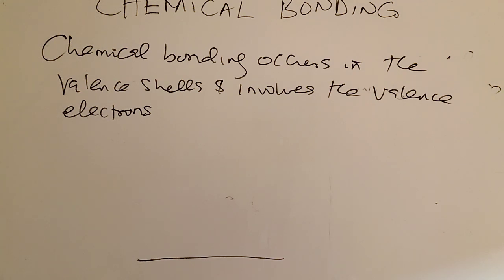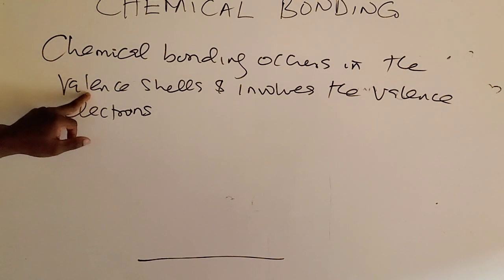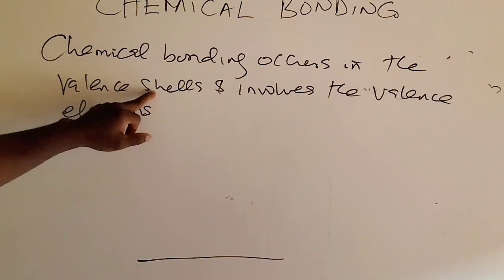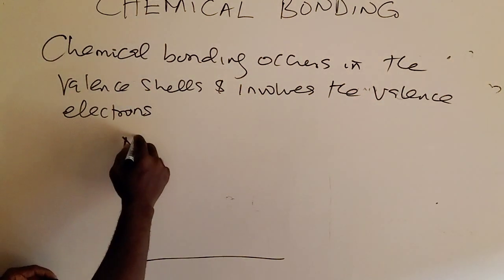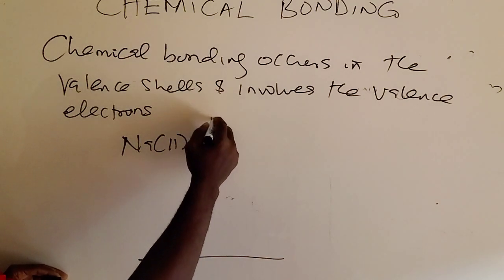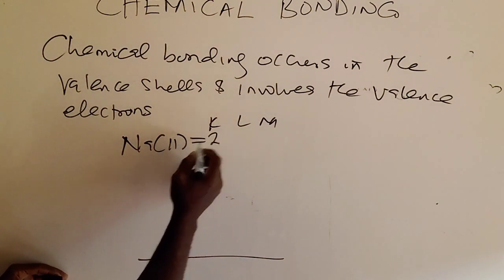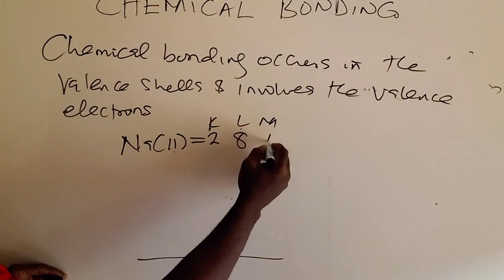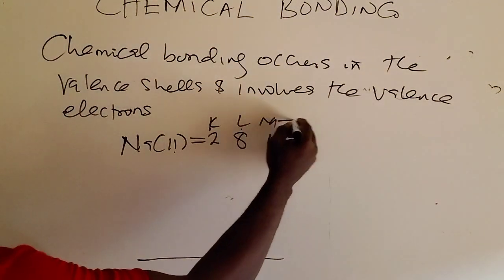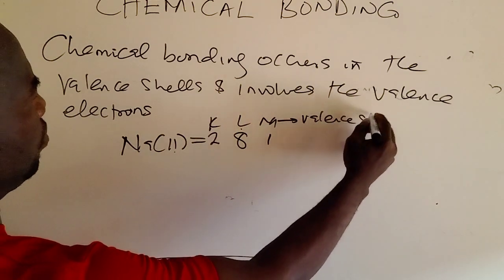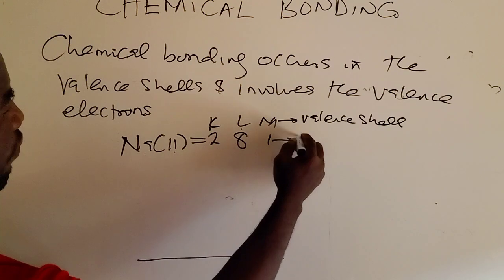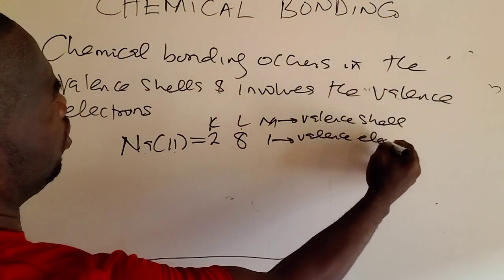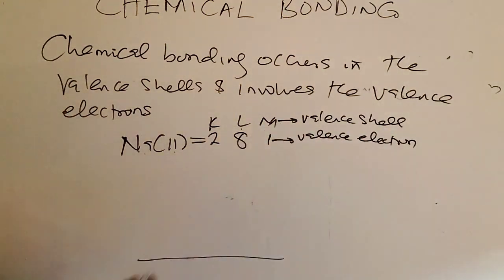Valence electrons, the word valence means outermost. If I say valence shell, it means the outermost shell. If I say valence electron, it means the outermost electron. For instance, look at sodium. Write the electronic configuration by using the shells. We have 2, remainder 9. This one takes 8, remainder 1. Now for sodium, this M shell is the valence shell, the last shell. While for sodium, this one is the valence electron. So sodium has one valence electron in the M shell.